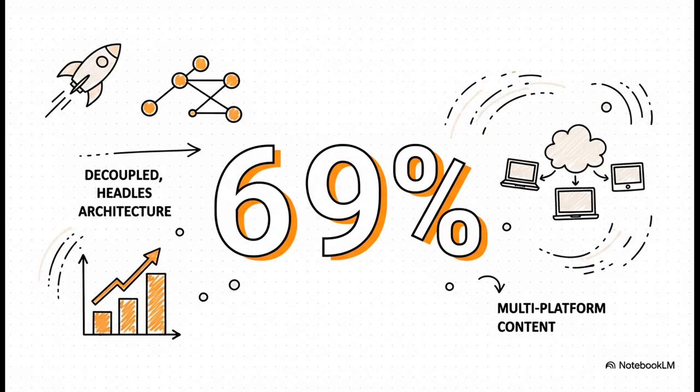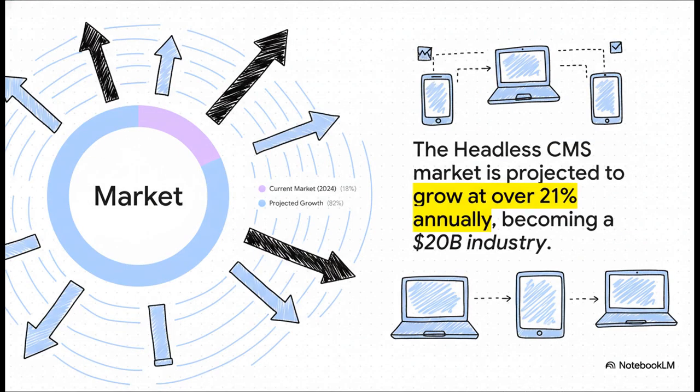And the results really do speak for themselves. A massive 69% of companies that make the switch report that they're more productive and can get new products and campaigns to market way faster. That's not a small jump. That's a huge competitive advantage. And this isn't some niche little trend either. The market for headless CMS is exploding. It's projected to grow over 21% every single year. That kind of growth tells you that this is quickly becoming the new standard for how modern businesses handle their digital presence.